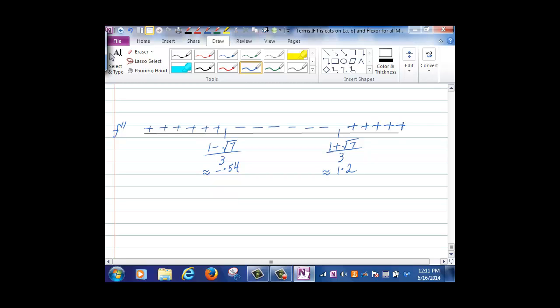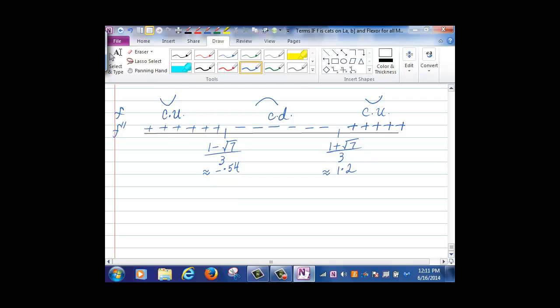So, the second derivative is positive here, that means the function is concave up. Here it is concave down, and here it is concave up again. So the function f is concave up to the point negative 0.54. It is concave down between negative 0.54 and 1.2, and it is concave up after 1.2. Is everybody okay? So here it's concave up, concave down, concave up.